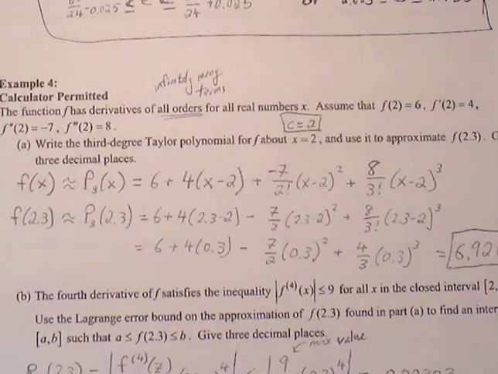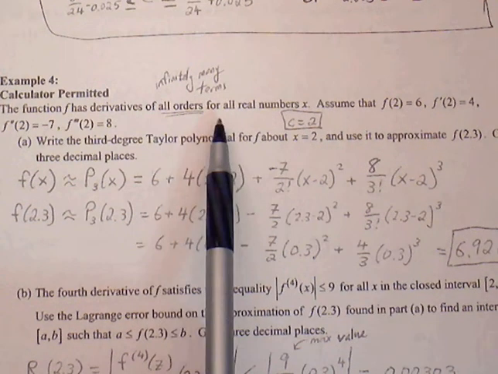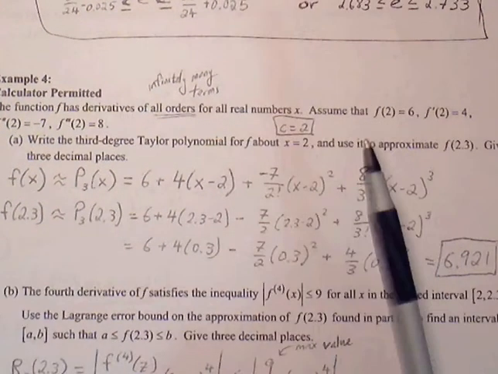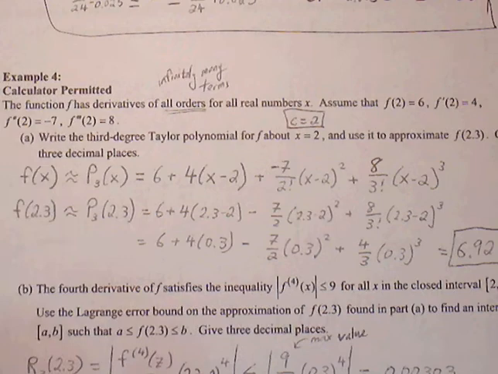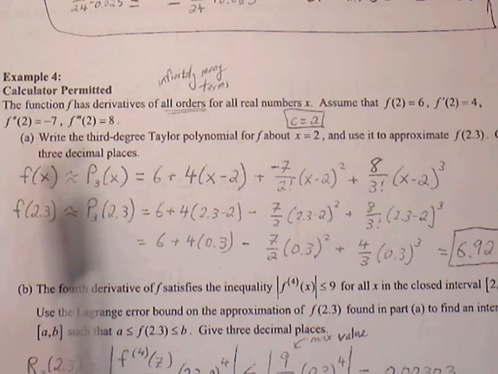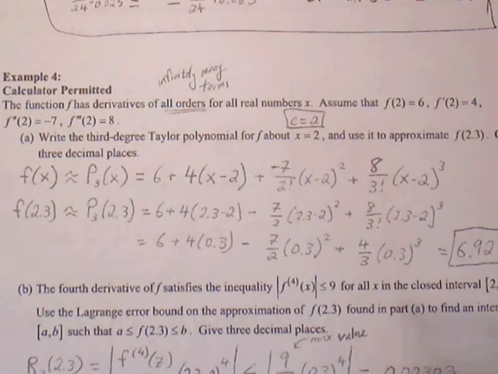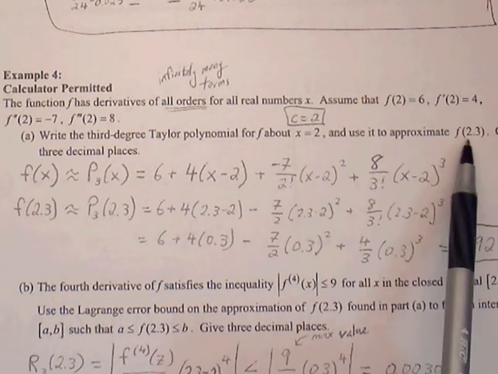Our function f has derivatives of all orders, so we're dealing with infinitely many terms for all real numbers x. Assume that f of 2 is 6, the derivative evaluated at 2 is 4, the second derivative evaluated at 2 is negative 7, the third derivative evaluated at 2 is 8. Write the third degree Taylor polynomial for f about x equals 2 and use it to approximate f of 2.3.